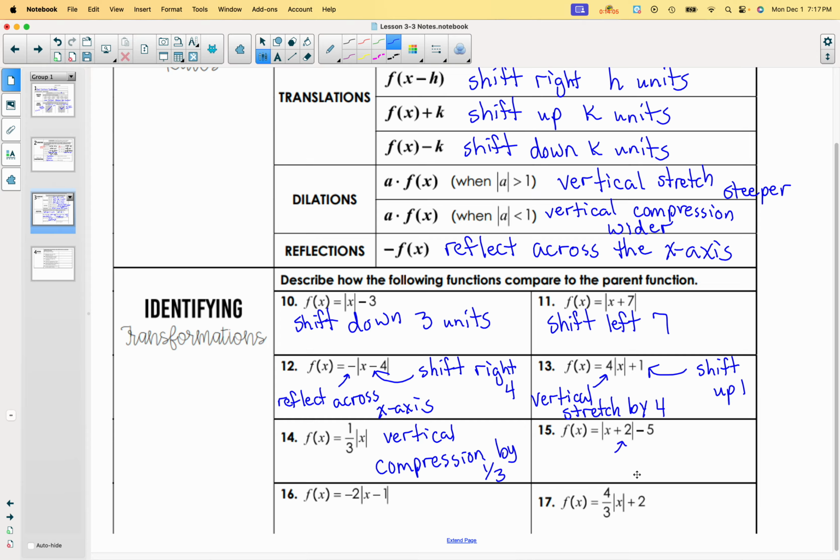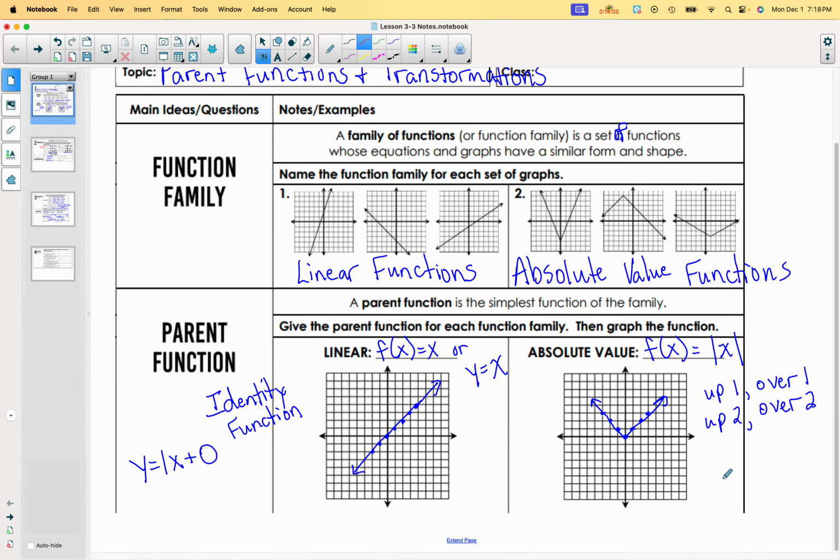Think about what this plus 2 inside the absolute value is going to do. It's going to move it to the left 2. And then this minus 5 is going to move it down 5. Actually, I'm going to use this one as an example of this. If you remember our parent graph, if you look at the vertex of our parent graph right here, the vertex is 0, 0, the point of our V, 0, 0.